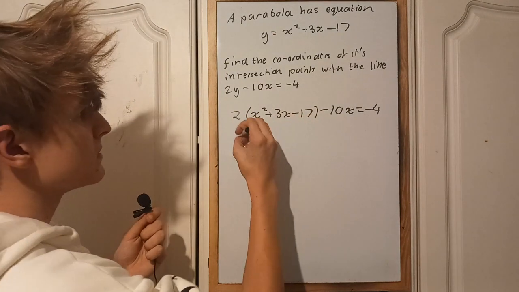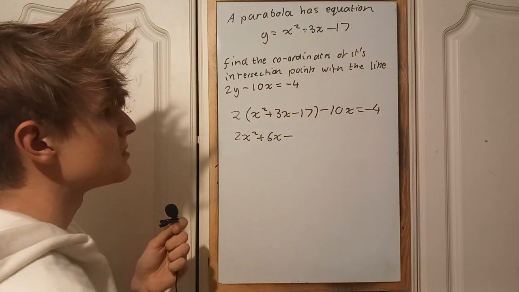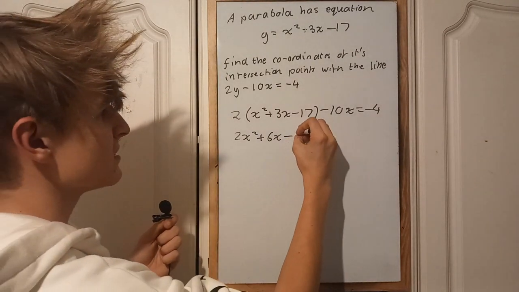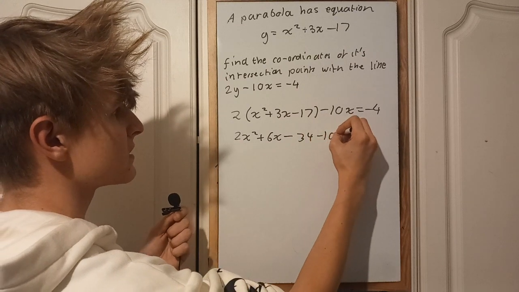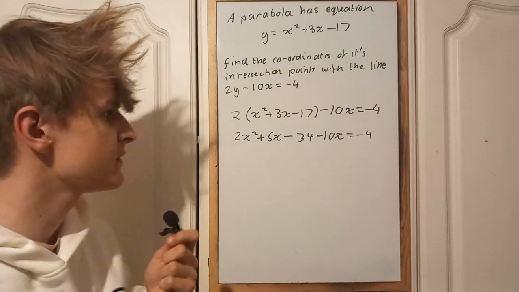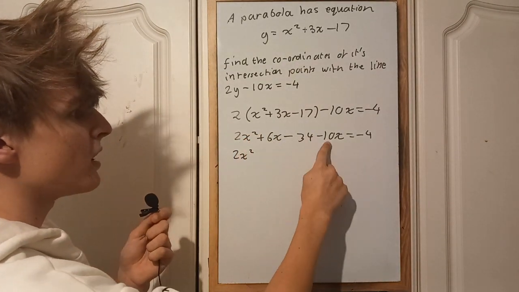So expanding this out, we're going to get 2x squared plus 6x, and then minus double 17, which is 34, sorry. Then minus 10x, that has to equal negative 4. Okay, let's do some simplifying. 2x squared, and then we've got a plus 6x, and then a minus 10x.